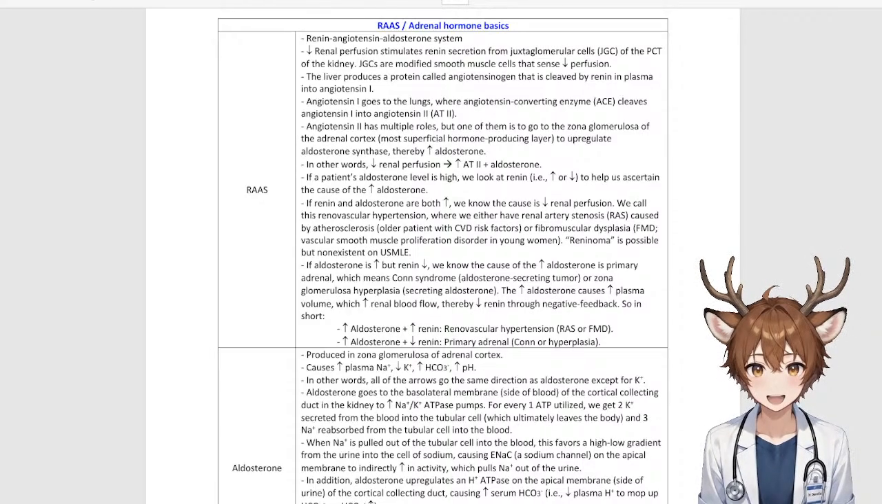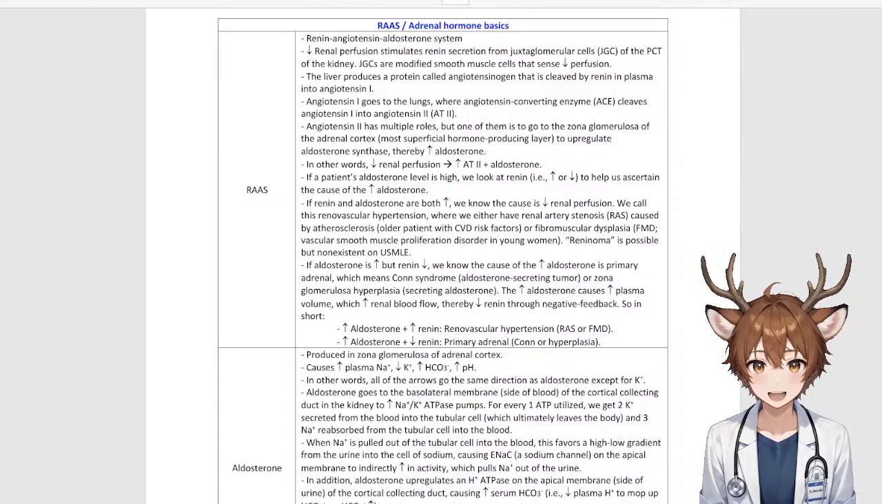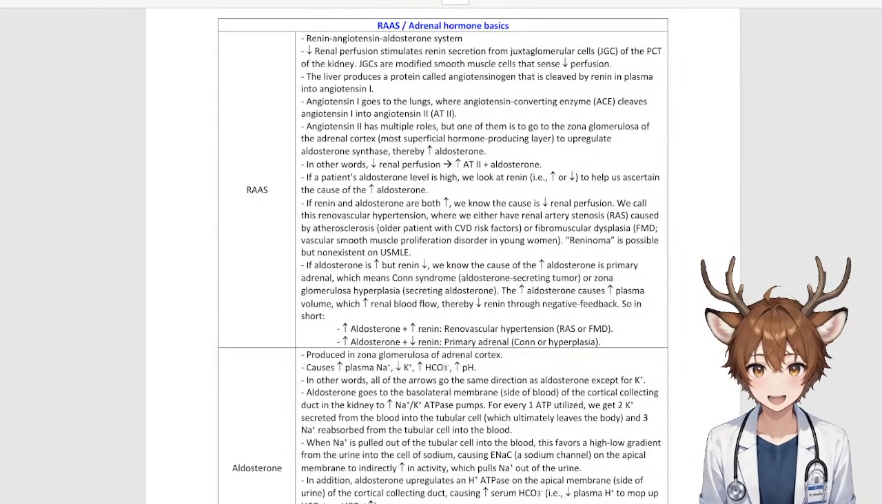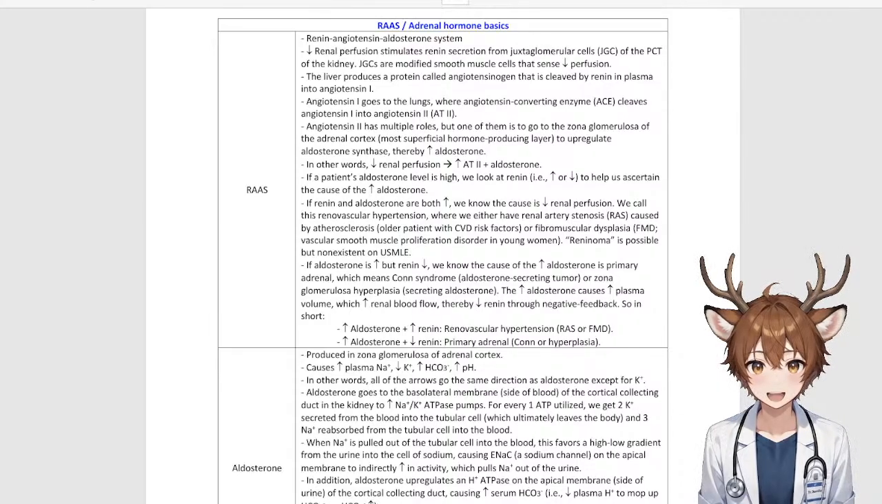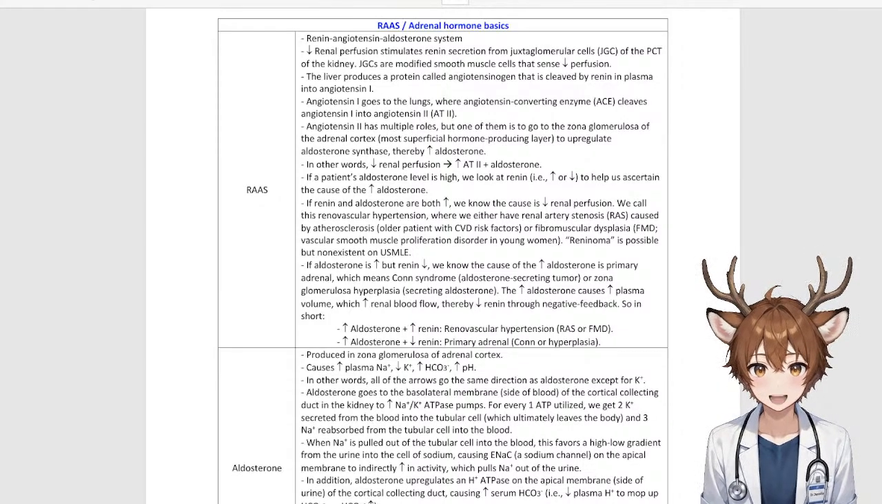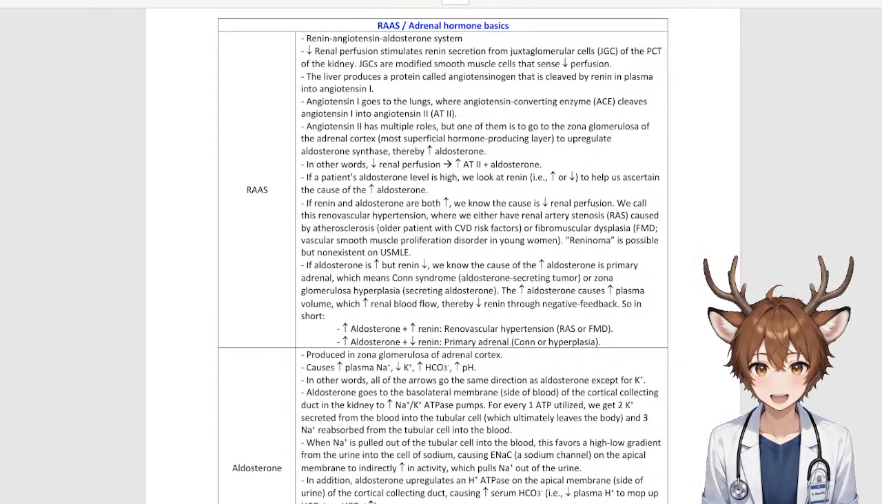If renin and aldosterone are both elevated, we know the cause is a decrease in renal perfusion. We call this renal vascular hypertension, where we have either a renal artery stenosis, RAS, caused by atherosclerosis, in an older patient with CVD risk factors, or a fibromuscular dysplasia, FMD, a vascular smooth muscle proliferation disorder in young women. Reninoma is possible but non-existent on USMLE.